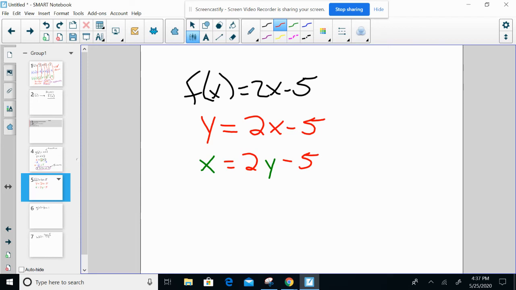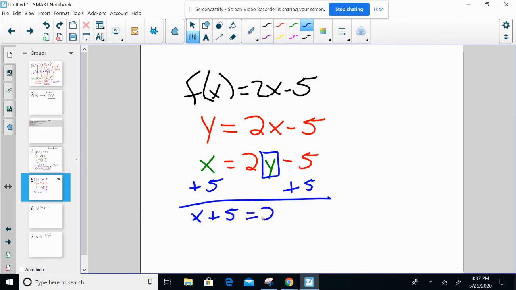Now we need to solve for this. We need to get this by itself. How are we going to do that? We're going to undo everything around it. Add 5 to both sides. All right. Still need to get this by itself. Divide both sides by 2.